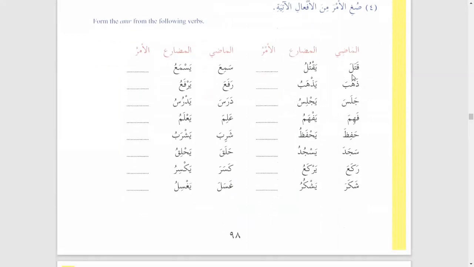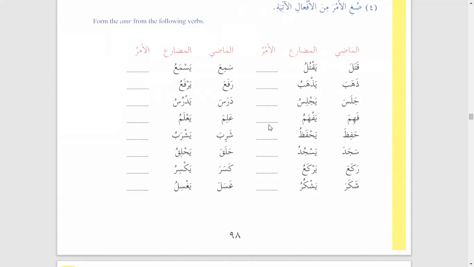Uqtul, excellent. So it comes with dhamma. Uqtul, okay. Zahaba yazhabu idhab. Idhab. If you can translate, it would be great as well. It will be you go, right? Ijlis. You sit. Yeah, sit. Okay. All right.